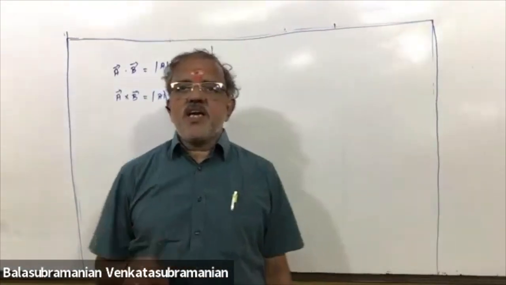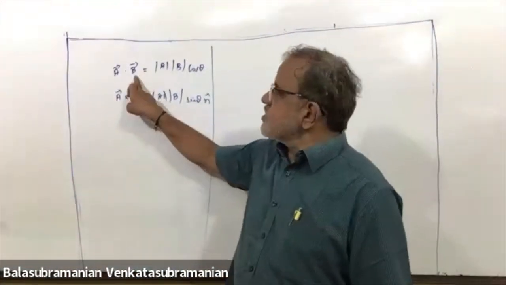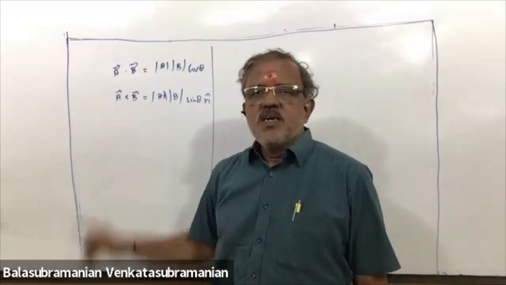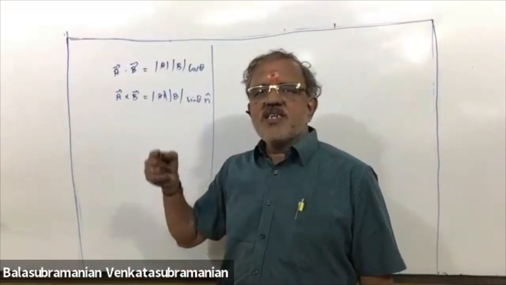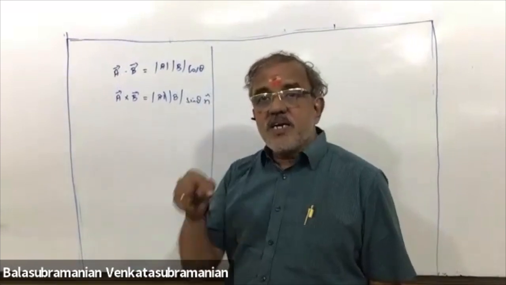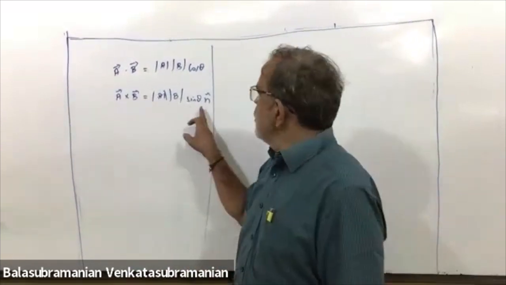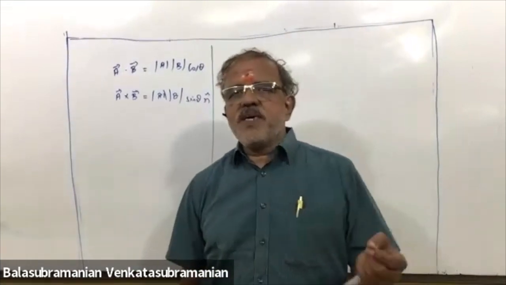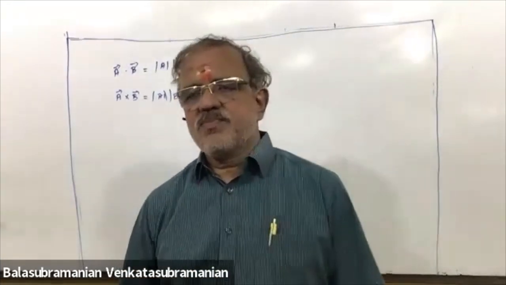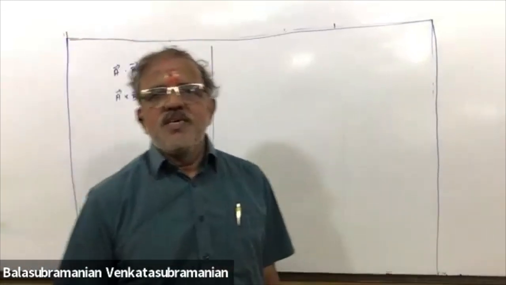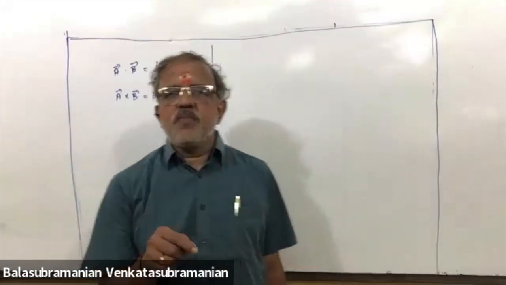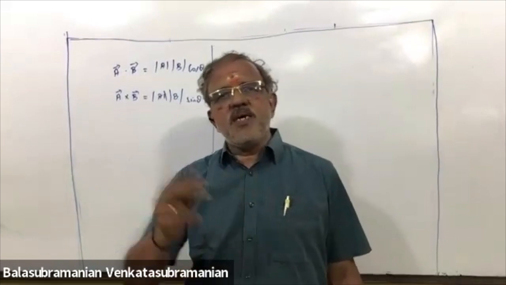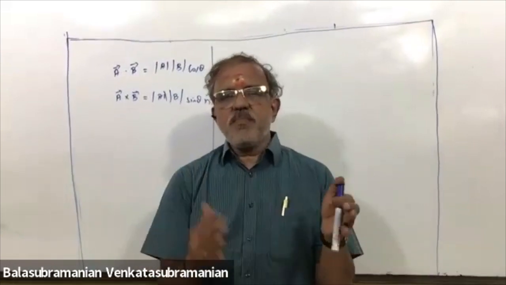In the case of scalar product, the resultant is a scalar. In the case of vector product, the resultant is a vector. To indicate the direction, we are multiplying with a unit vector. So n cap here is a unit vector. The direction of the unit vector will be perpendicular to A and B. Two vectors A and B, perpendicular direction.